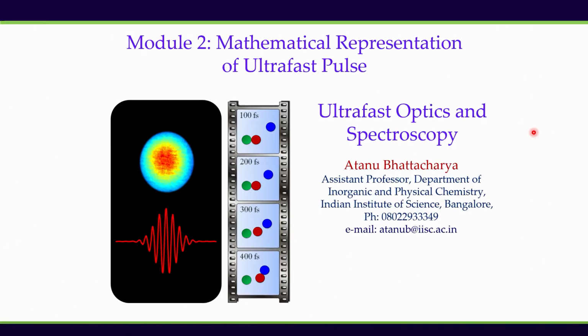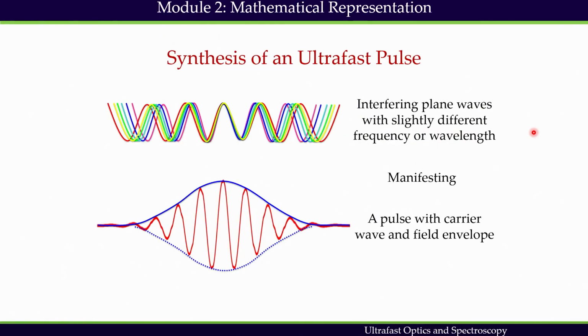Welcome to module 2 of the course Ultrafast Optics and Spectroscopy. In this module, we'll go over the mathematical representation of an ultrafast pulse. We have already pointed out in our last module that a very short flash of light is technically called an ultrafast pulse, in which electromagnetic energy is localized in a very short time.